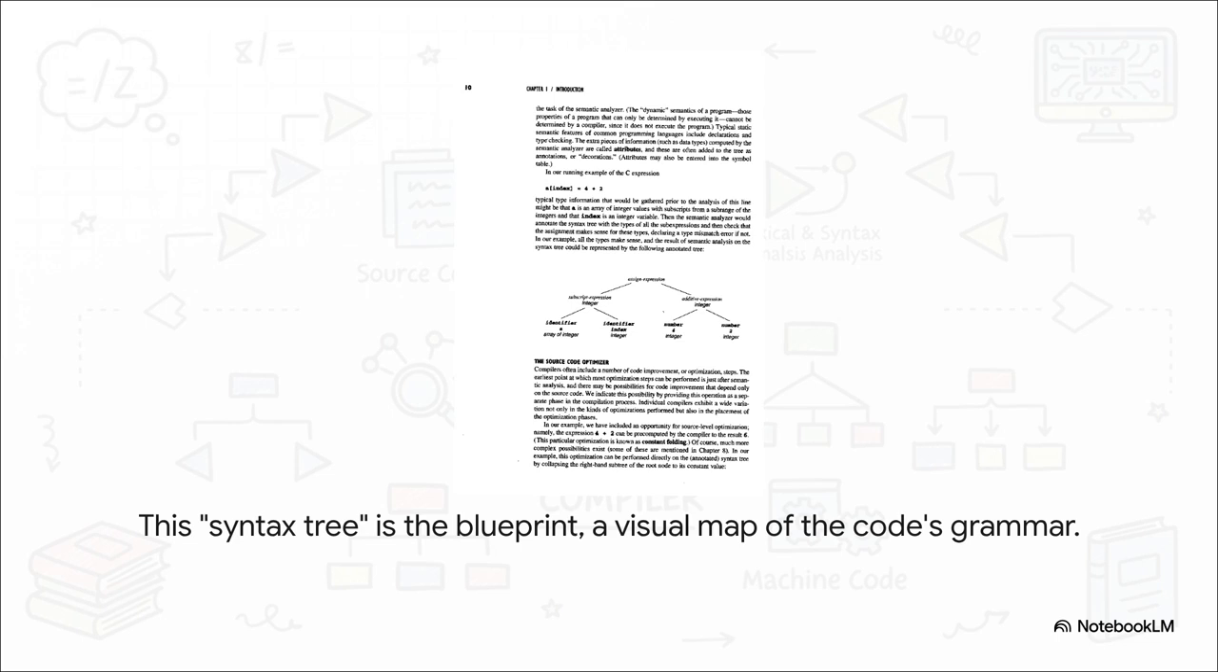And you can see right away how it breaks the expression down. You've got the assignment up at the top, then below that, the addition, and all the way at the bottom, the individual numbers and variables. It's basically a visual map of the code's grammar.